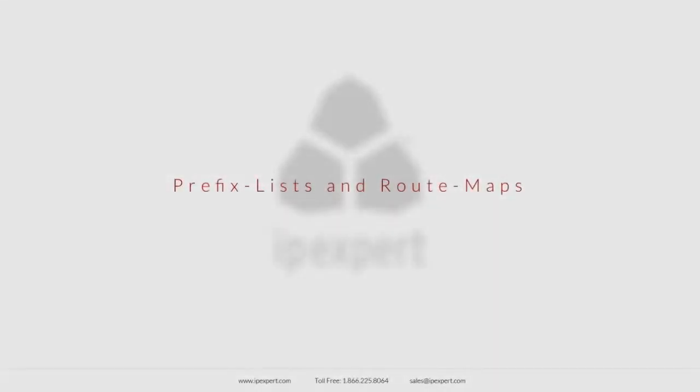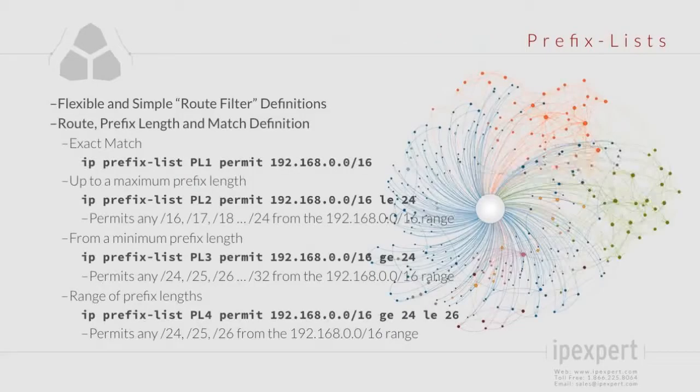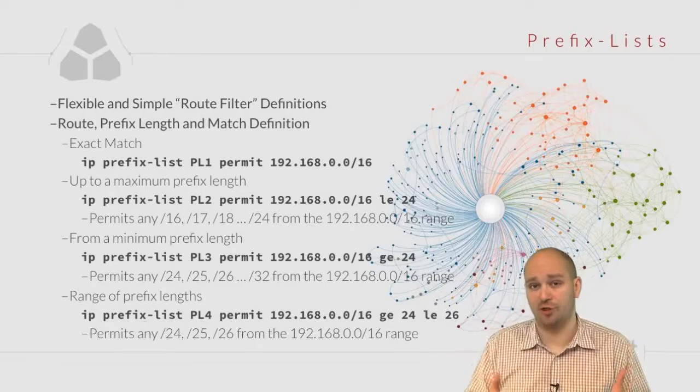In this section, I'm going to talk about two route filtering features that IOS provides us with that allow easy filtering of routes. These are prefix lists and route maps. First, let's talk a little bit about prefix lists. Prefix lists give us flexible and simple route filter definitions.